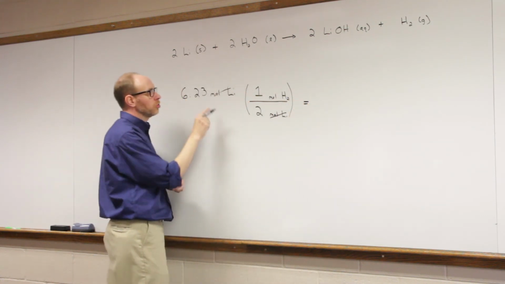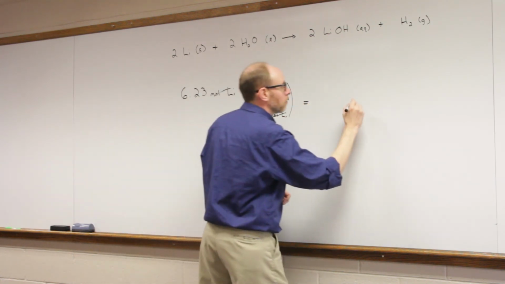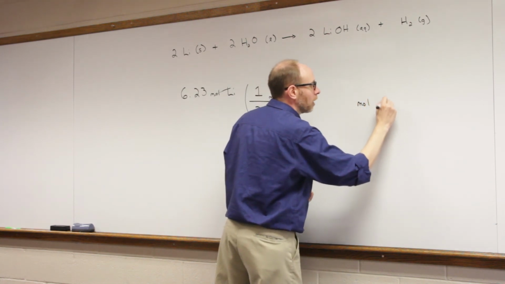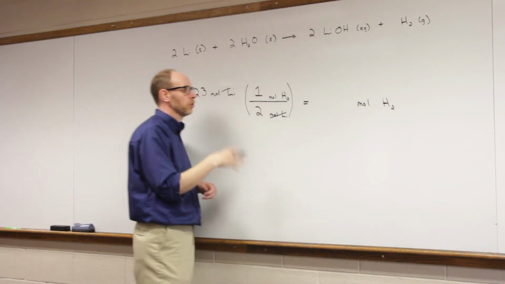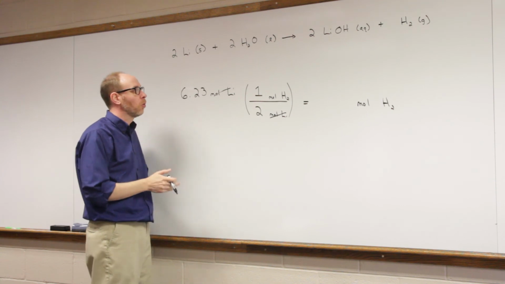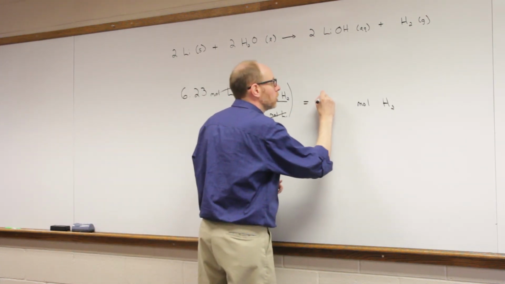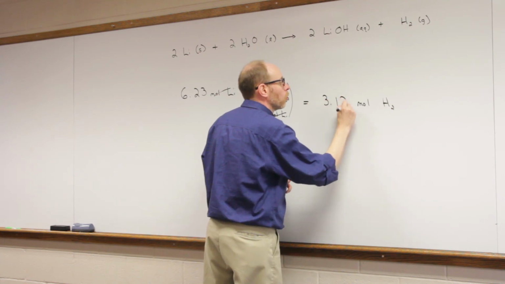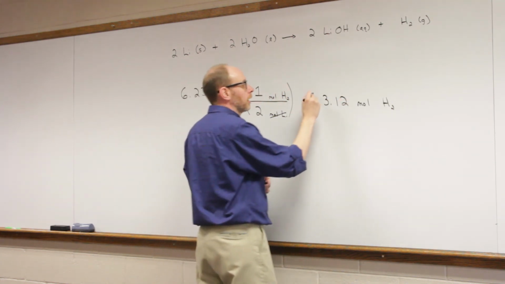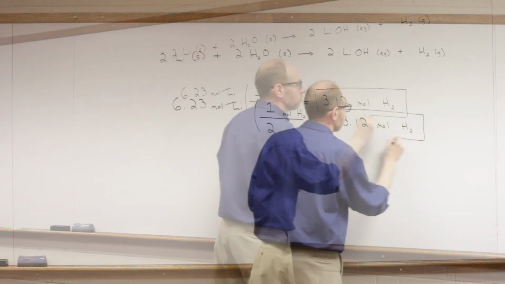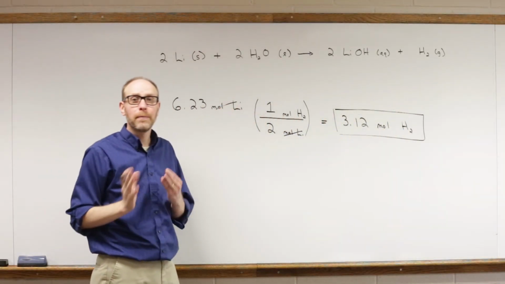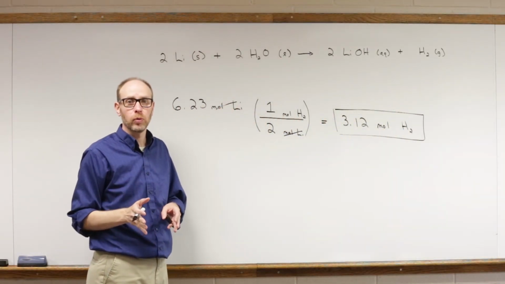So all I'm going to do is, I know the unit is moles of hydrogen. That's what I want to end up with. How many moles of hydrogen can be produced from these 6.23 moles of lithium? Go through and perform the calculation, and you should get 3.12 moles of hydrogen can be produced. That's what a basic stoichiometric calculation would look like.